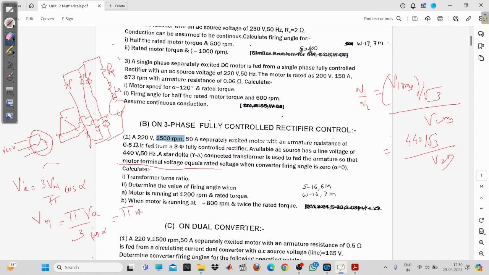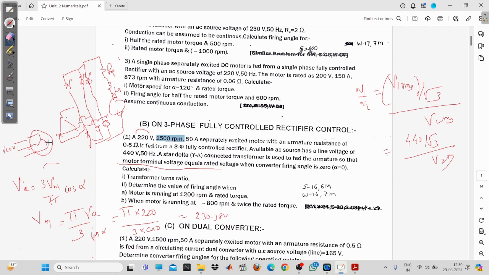Now pi into Va. Va is how much? Va is 220 volt, into 3 into cos of 0, because the converter firing angle is 0 and the motor terminal voltage equals the rated voltage. This is the rated voltage. After calculating this, Vm will be equal to 230.38. This is the peak value, but we want the RMS one.